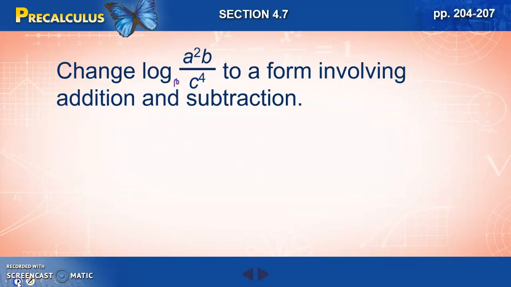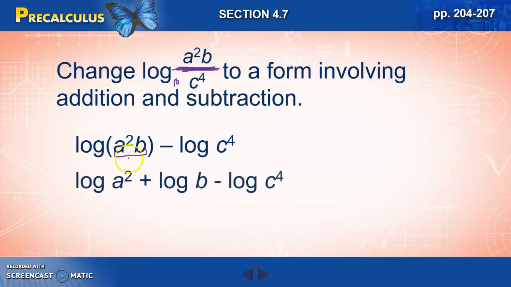All right, so the first thing that we're going to do is see this division symbol here. That means we can rewrite this as a subtraction problem. So we have log of a squared b minus log of c to the fourth. The second thing we're going to realize is, hey, these two things are being multiplied. We can rewrite that as an addition problem. The log of a squared plus the log of b, that's this part right here, that's been rewritten as an addition problem. And then our subtraction part we had from way up here.